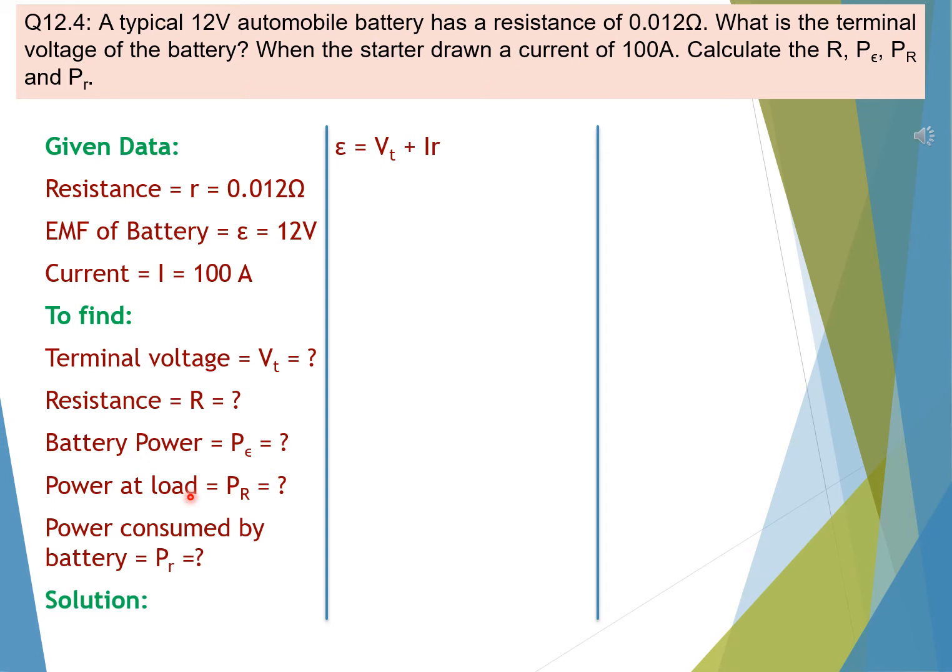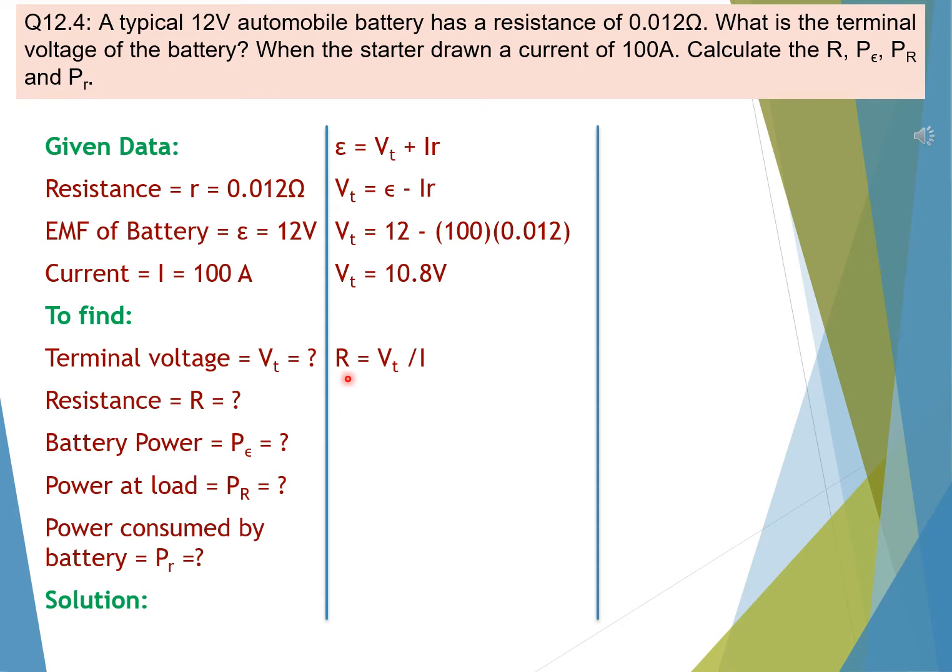Solution. We can calculate the terminal voltage from the formula E is equal to V terminal plus I into R. By rearranging, we get V terminal is equal to E minus I into R. Now putting the values of E, I and R, and after solving we get V terminal is equal to 10.8 volt, that is the terminal voltage.